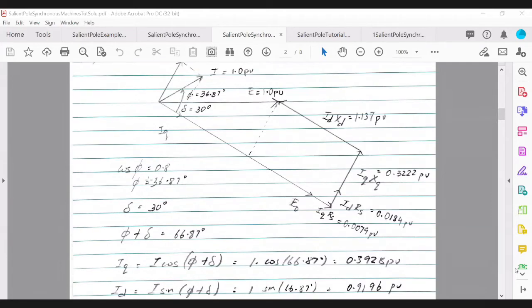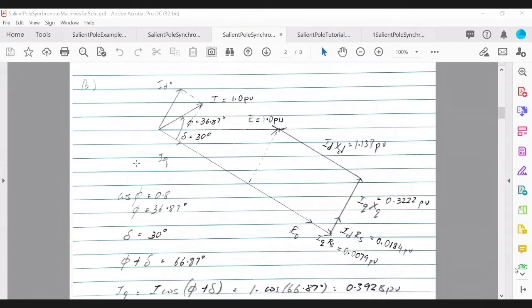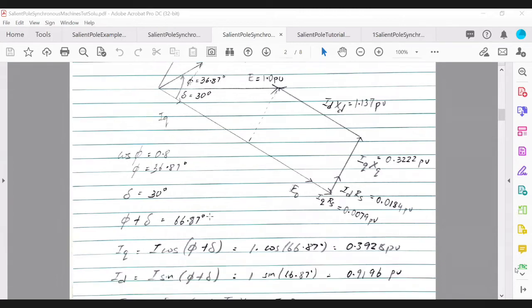Okay, so provided we know what is the power factor and the angle delta. So if you look at your notes, this is the structure of the phasor diagram for a leading power factor motor. And as you can see, an important angle you need to work out is the sum of phi plus delta for this machine. And so you need to add 36.87 to 30 to get this part, which is 66.87, right? So that's the summation of delta plus phi, and that will enable you to determine those two currents, right?